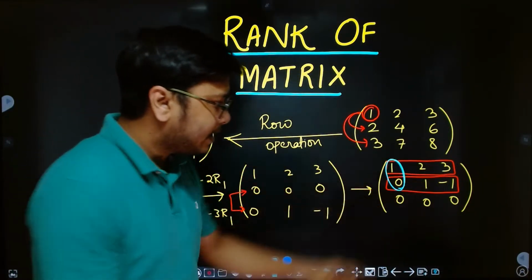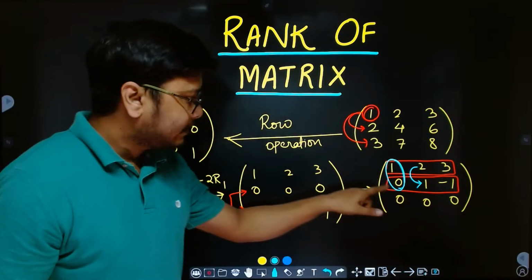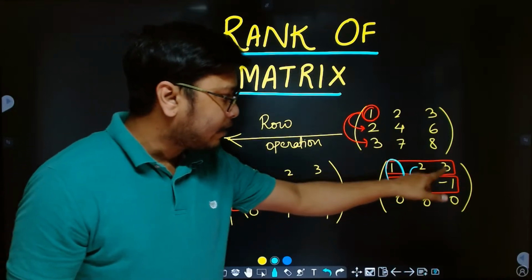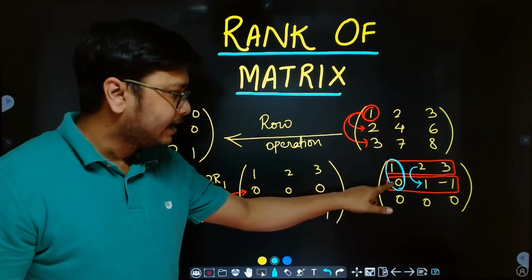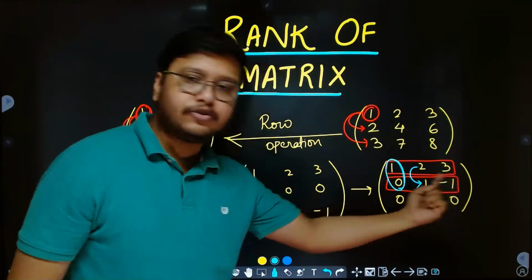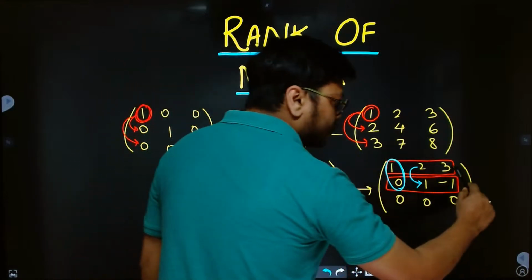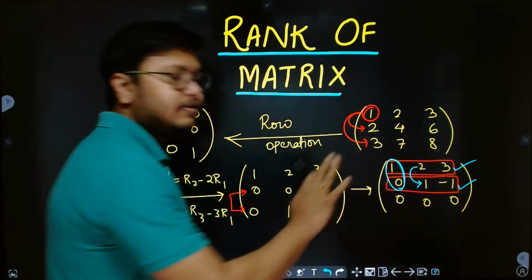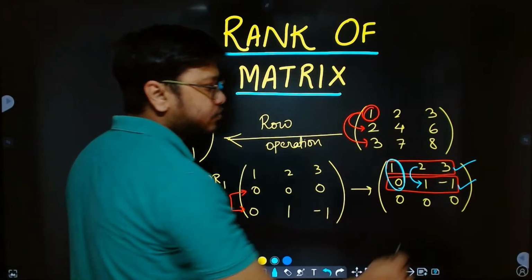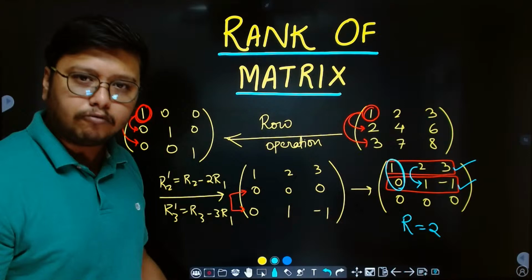If I try to make this position 0 with the help of the 2, then I will end up destroying this 0. So if I try to make any position 0, I will end up destroying this 0. That means I will never have a completely 0 row after this stage. So the number of non-zero rows that remain is equal to the rank of the matrix. Over here I can say the rank is going to be 2. I hope we all know how to find rank.